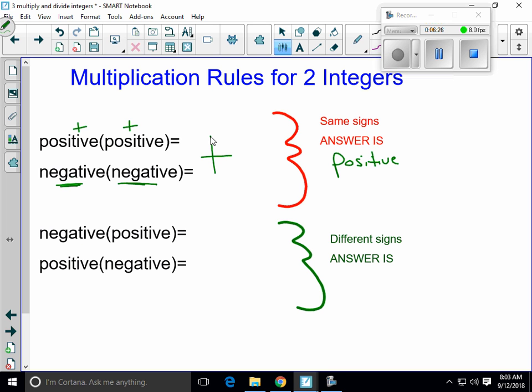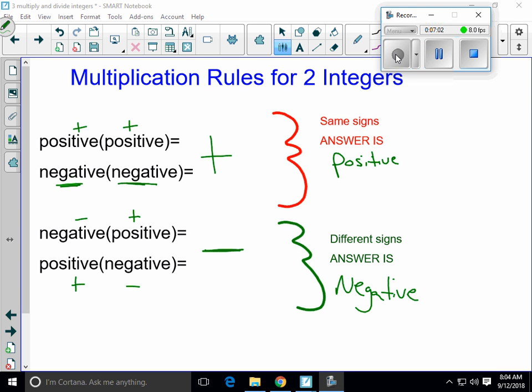If the signs are different, so either a negative times a positive or the other way around, a positive times a negative, those answers were all negative. So if you have different signs, your answer is always negative. You can write this down on top of a paper if you have a quiz. If the signs are the same, your answer is positive for multiplication, and if the signs are different, your answer is negative. So there are 2 rules to remember for multiplication.